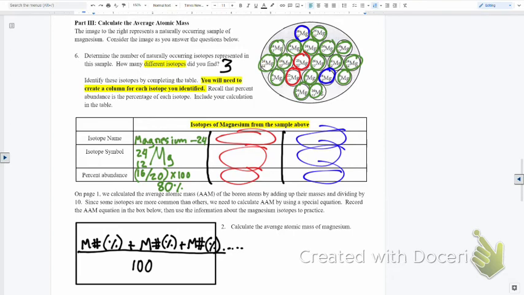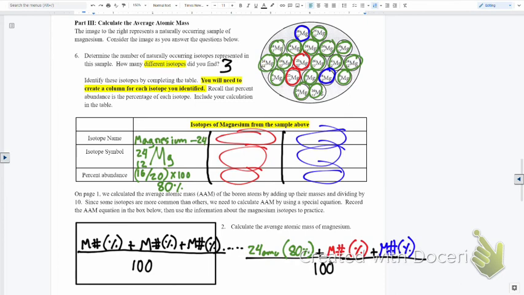As a heads up of how that would look, the mass number for the first one would be 24 AMU times its percent abundance, which we calculated to be 80%. We would then add that to the mass number of the red isotope times its percent abundance, plus the mass number of the third isotope times its percent abundance. And once we add and multiply all of those values together, we can then divide by 100 to get the final answer.